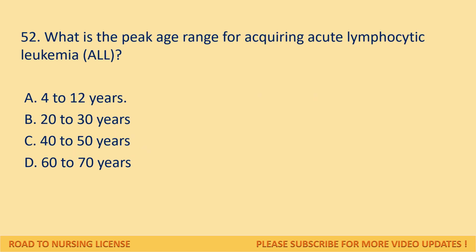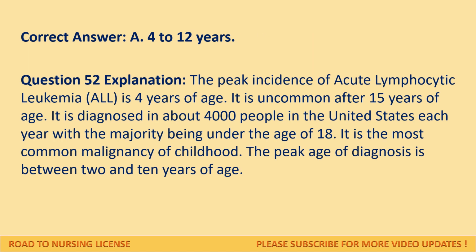Question 52. What is the peak age range for acquiring acute lymphocytic leukemia, ALL? A. 4 to 12 years. B. 20 to 30 years. C. 40 to 50 years. D. 60 to 70 years. Correct answer, A. 4 to 12 years.